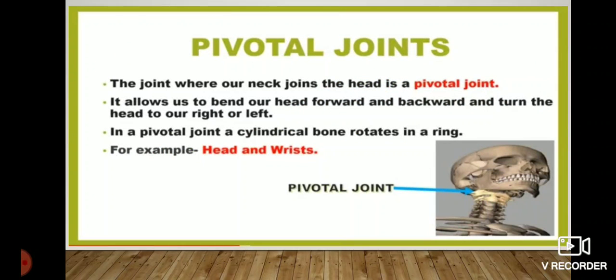Pivotal joints. The joint where our neck joins the head is a pivotal joint. It allows us to bend our head forward and backward and turn the head to our right or left. In a pivotal joint, a cylindrical bone rotates in a ring. For example, head and wrists.